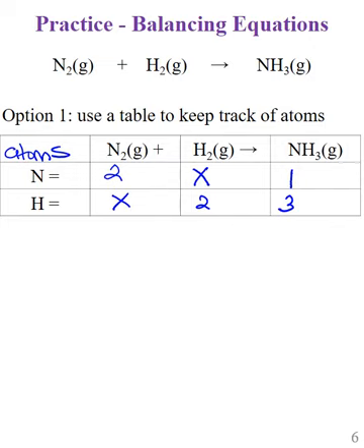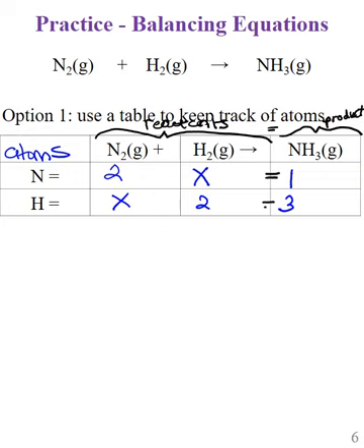3. Now our goal is we need to get the stuff on the left, which are our reactants, equal to our things on the right, which are our products. So that means our nitrogens have to be the same amount. Right now, are they the same amount? No, because on the left we have 2, and on the right we only have 1. And then our hydrogens also have to be the same. Right now they're not, but our goal is to get them to be equal.